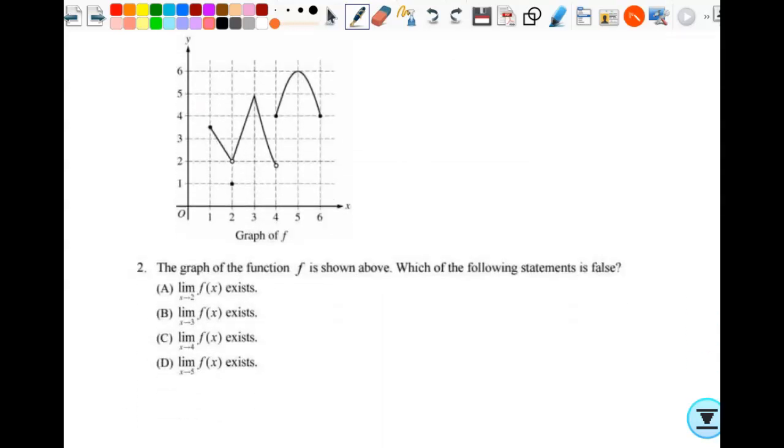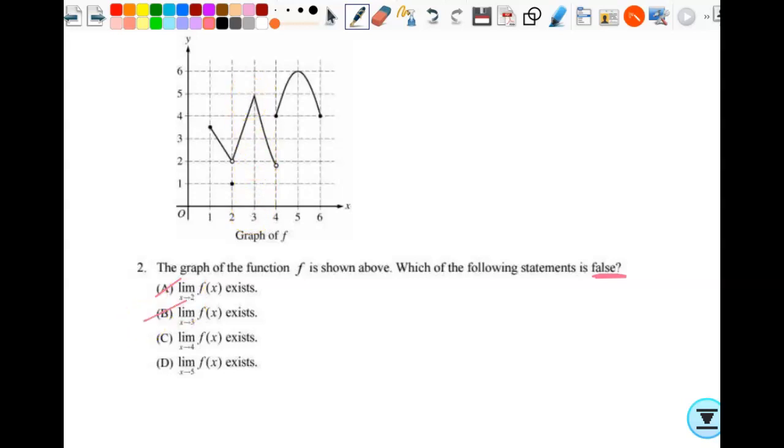Okay, so here's the graph of function f. Which of the following statements is false? They no longer bold those kinds of words anymore. So the limit as x approaches 2 exists. As x approaches 2, does the limit exist? Yes? Okay, so that means it's not my answer. The limit as x approaches 3 exists. Yes, so that's not my answer.